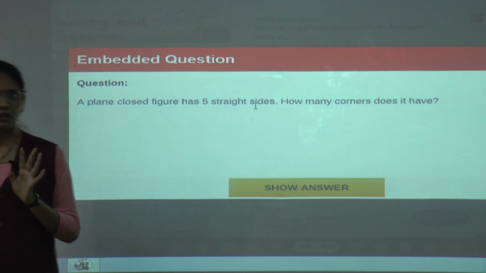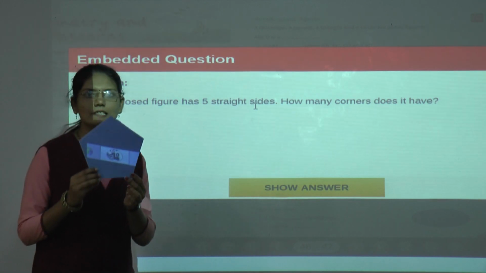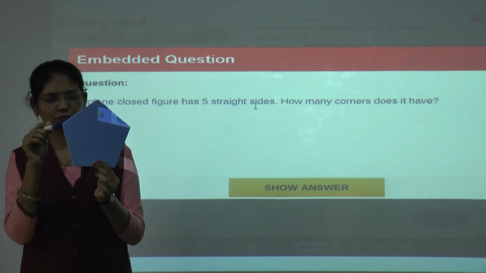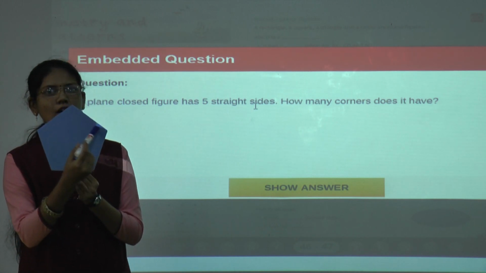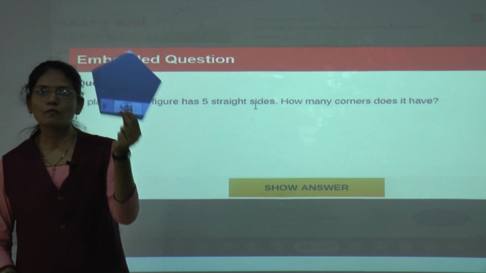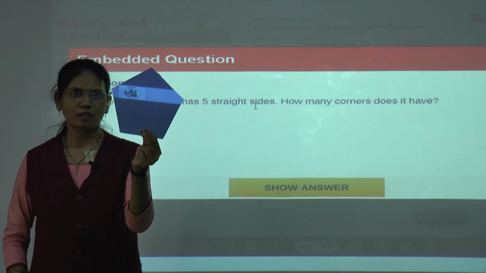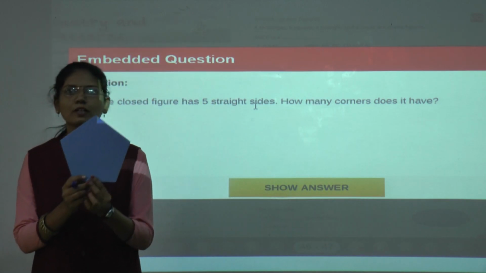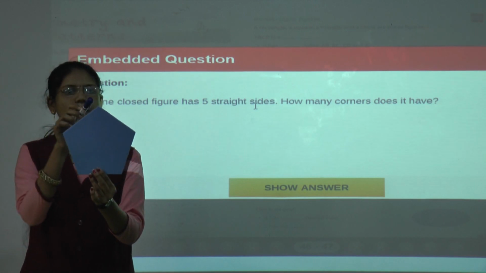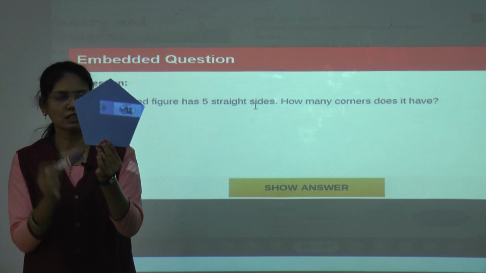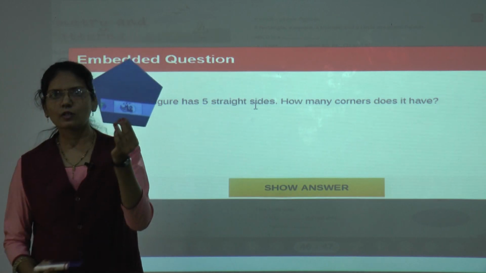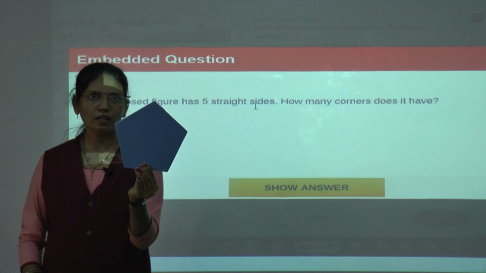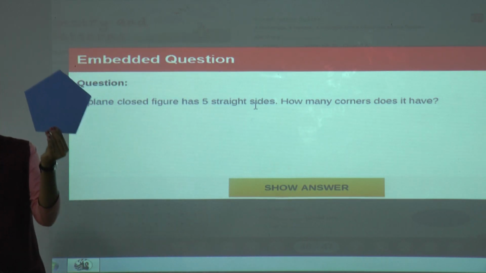Now students, I brought one shape which has 5 straight sides. I will count and I will tell you. See, 1, 2, 3, 4 and 5. This shape has 5 straight sides. Now my question is, how many corners does it have? Now we will count how many corners this shape has. Okay, let me count. 1, 2, 3, 4 and 5. So how many corners does it have? It has 5 corners. Okay, so our answer is, it has 5 corners.